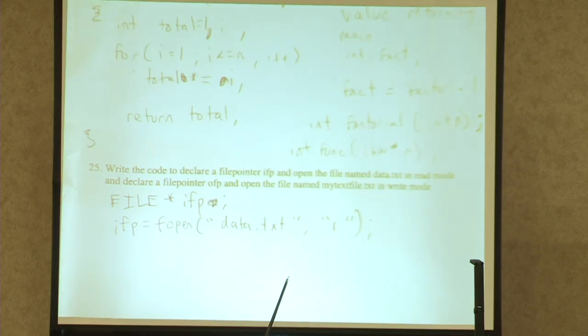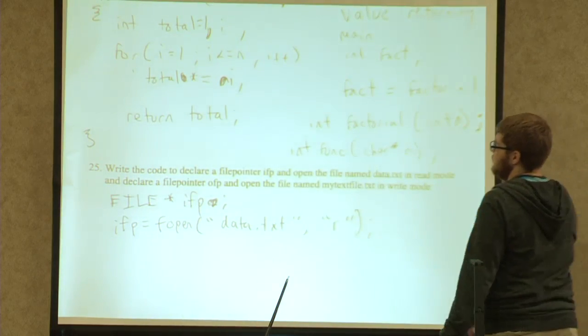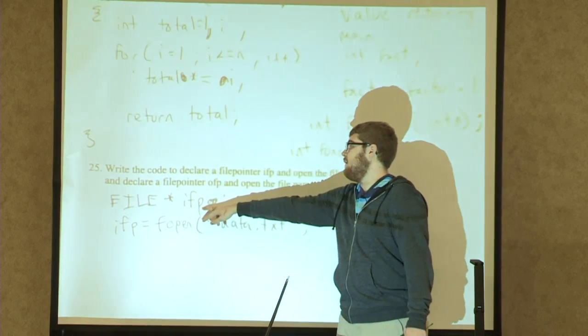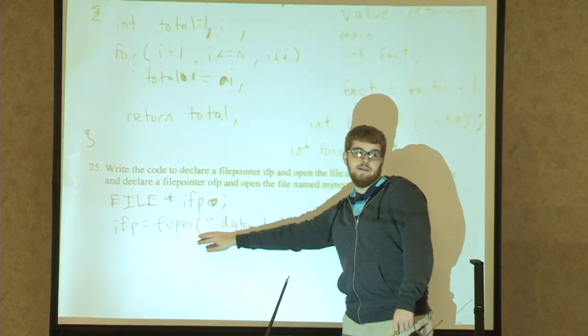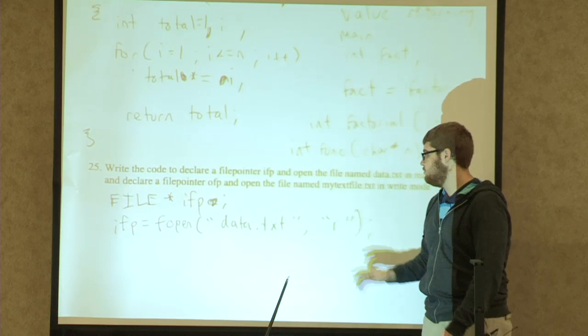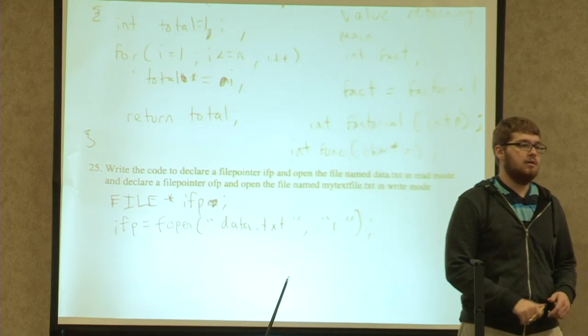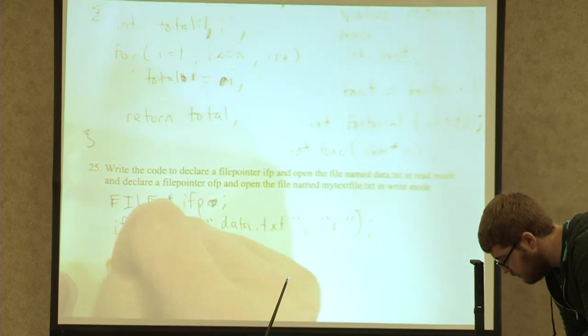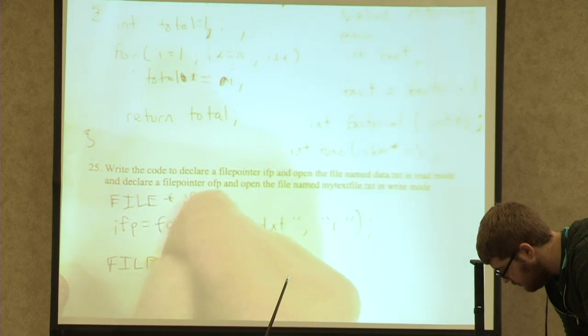If you want to save space, you can do this fopen on this line. So you don't have to put this separately, you just put file star IFP equals and then this whole fopen. Oh, you can say that? Yeah, file star IFP equals fopen. Just like when we do int i equals 3 and end it there. You could do that. So then I'll do that for the other one.